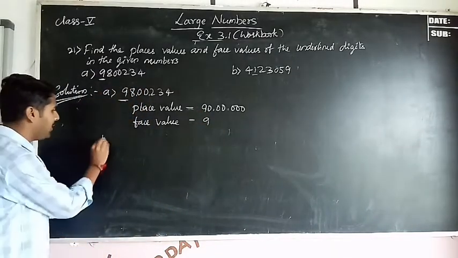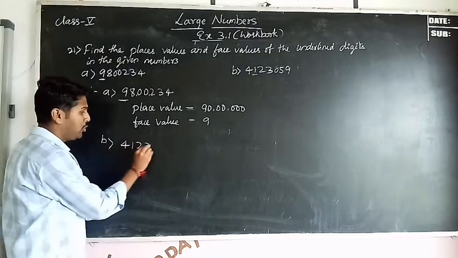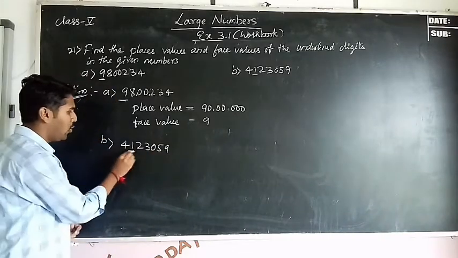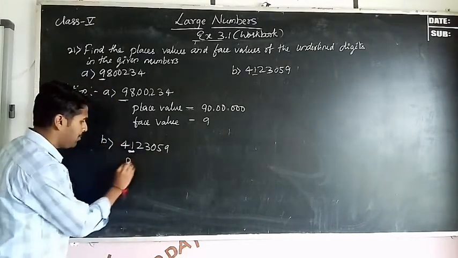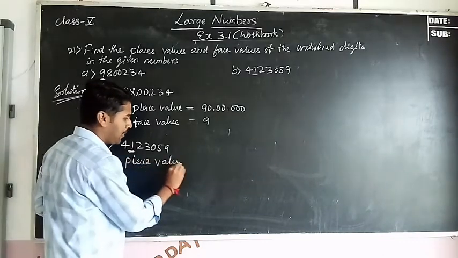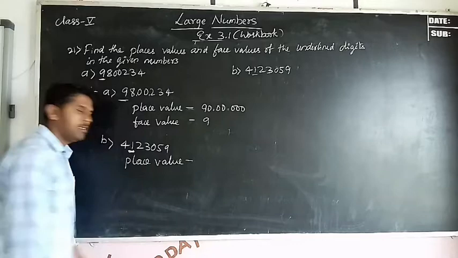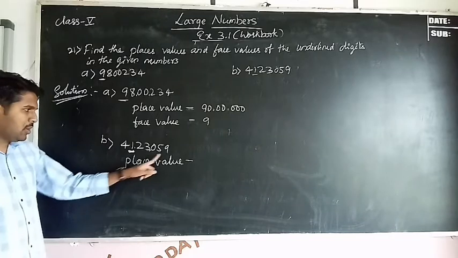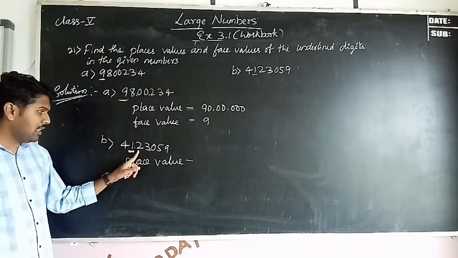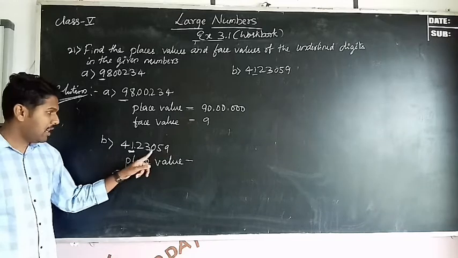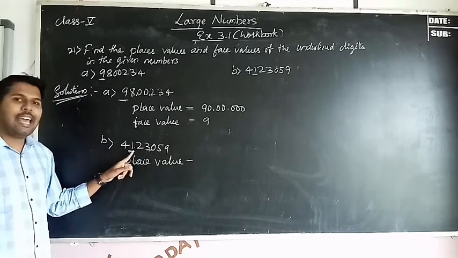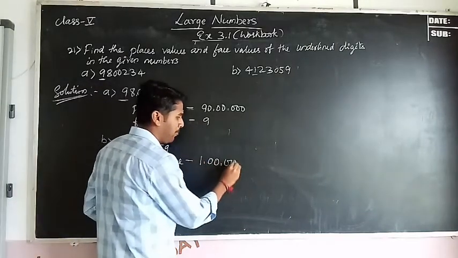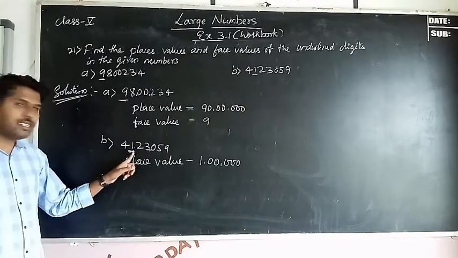So next take second one. 4123059. So they are underlined for 1. Okay. So first place value. So first place the commas, 3 digits, next 2 digits. So 1, 10, 100, 1000, 10,000, lakh. So 1 is in the lakhs position. So that is 1 lakh. So place value of 1 is 1 lakh.